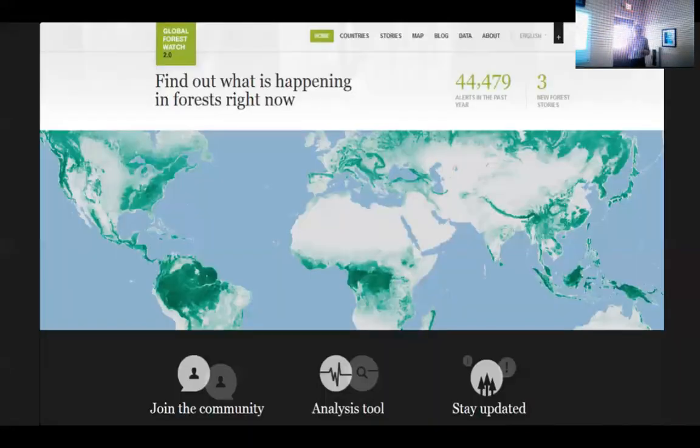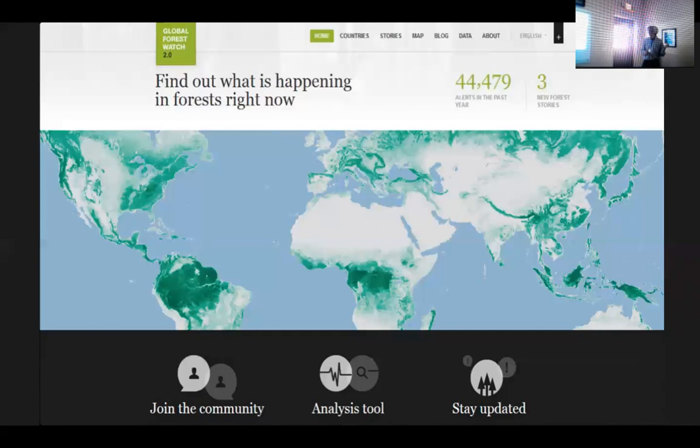But the next thing that happened was the World Resources Institute created Global Forest Watch. This is cool. Global Forest Watch is a site that aggregates forest data. They're an NGO and they have lots of connections to governments, industry, and civil society groups. And they tried to bring the data together in a way that made it easy to communicate.